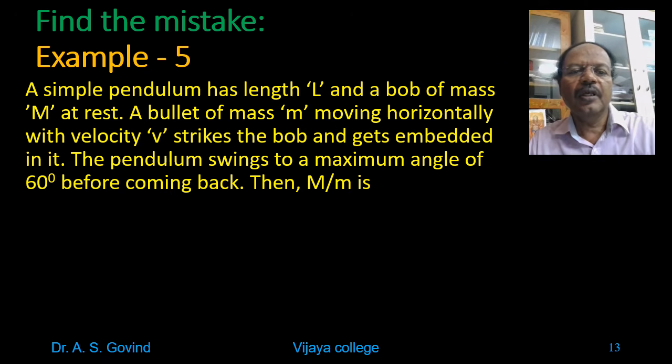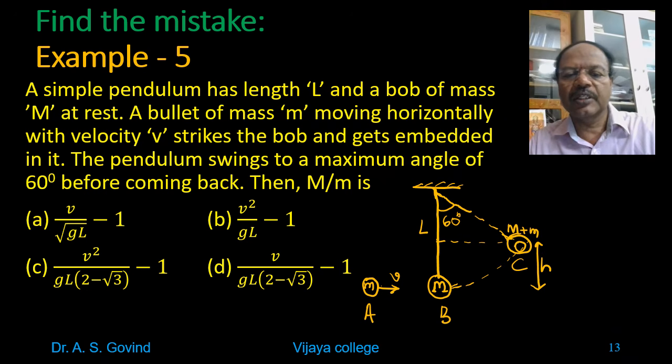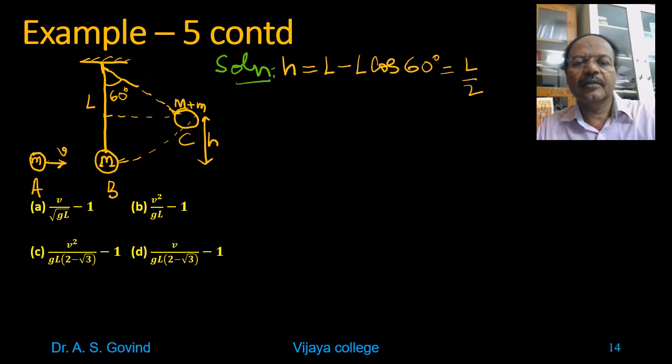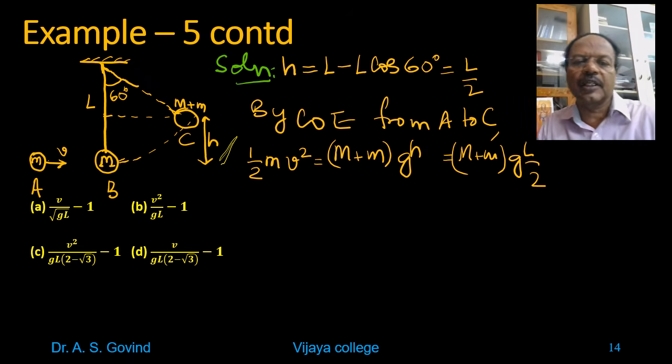Now example 5, a pendulum, which is also represented diagrammatically. A bullet of small m hits this pendulum bob of capital M, gets embedded in it, and then because of the impact it goes further, and this m plus M goes up to an angle of 60° maximum and comes back. You have to find this ratio of masses. That is the question. Going further, it's diagrammatically represented. First we can calculate this value of h. Notice that from the total L you have to subtract L cos 60. Cos 60 is half, so you'll get L by 2.